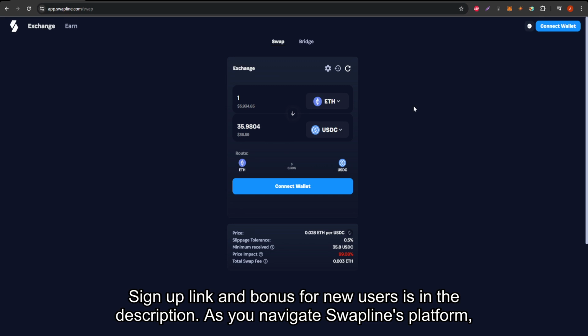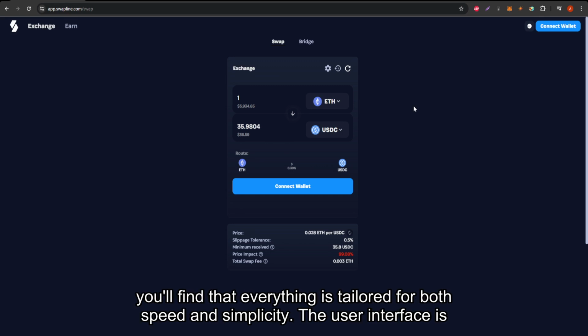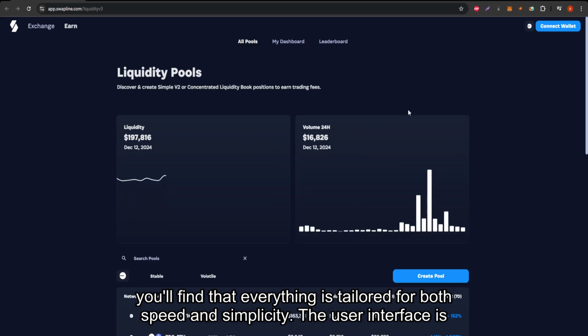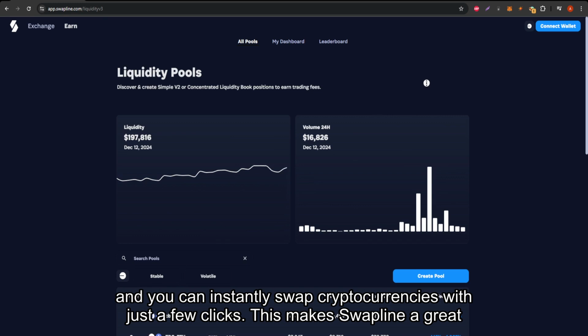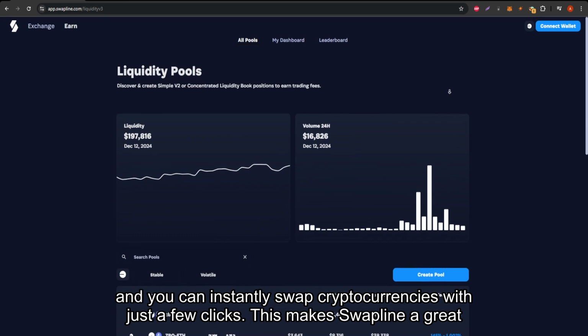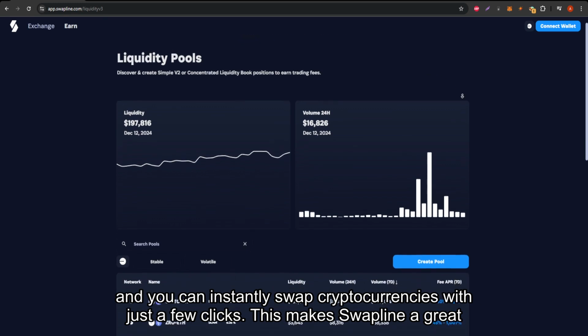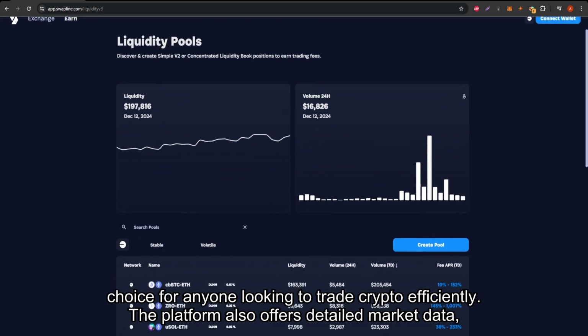As you navigate Swapline's platform, you'll find that everything is tailored for both speed and simplicity. The user interface is designed to minimize the time it takes to make a trade. There are no complicated steps, and you can instantly swap cryptocurrencies with just a few clicks. This makes Swapline a great choice for anyone looking to trade crypto efficiently.